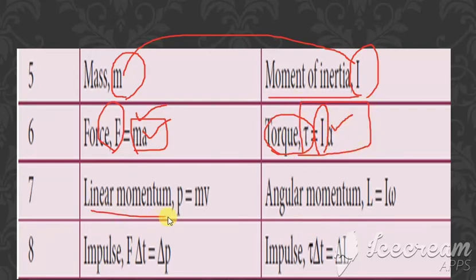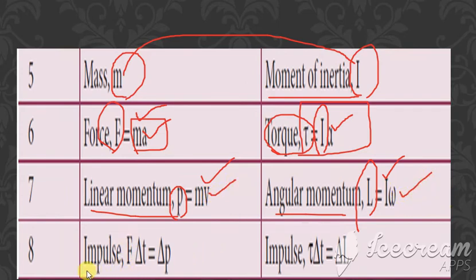Clear? Linear momentum is written as p. Here the angular momentum is L. If you know the formulas on this side, we will be able to write these. So linear momentum p is equal to m into v. Instead of m we say I, and v is omega. So L is equal to I into omega.